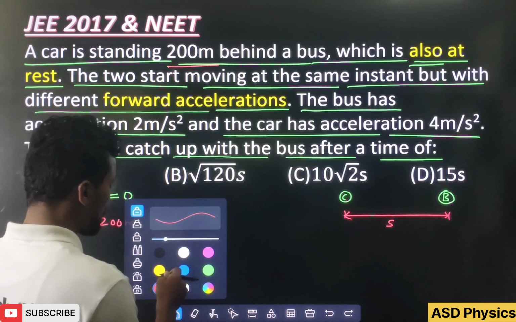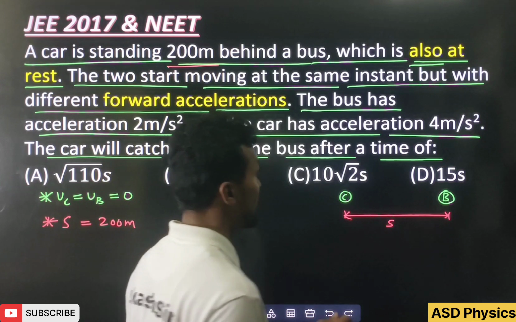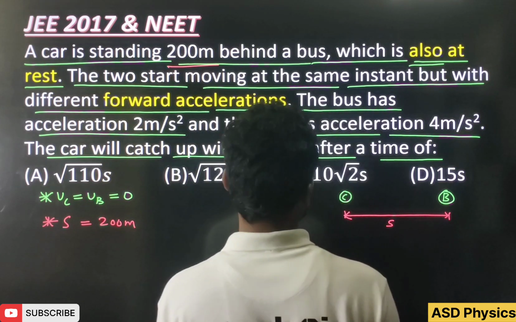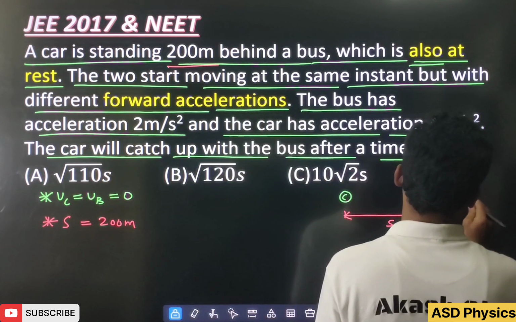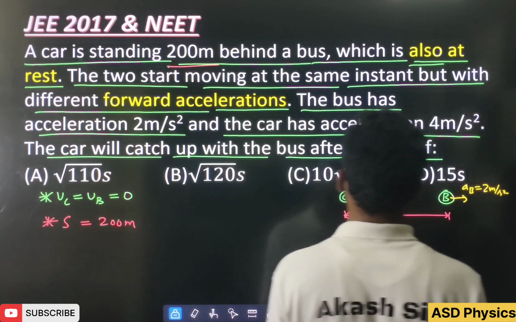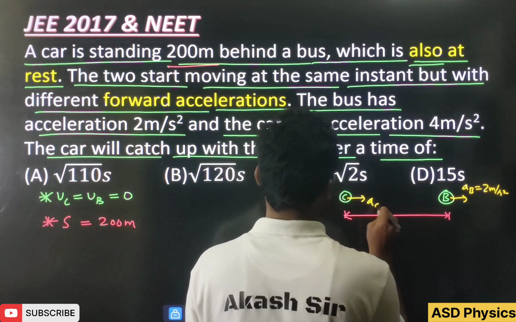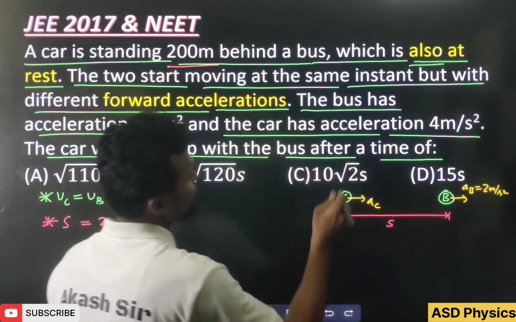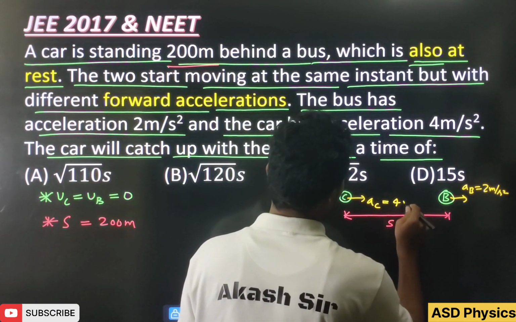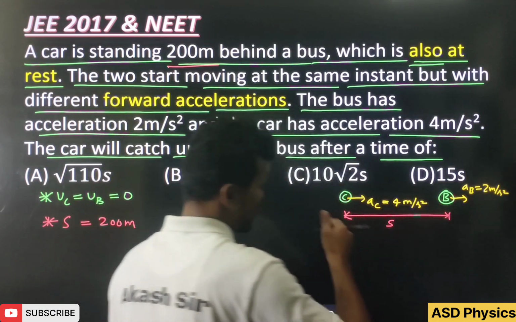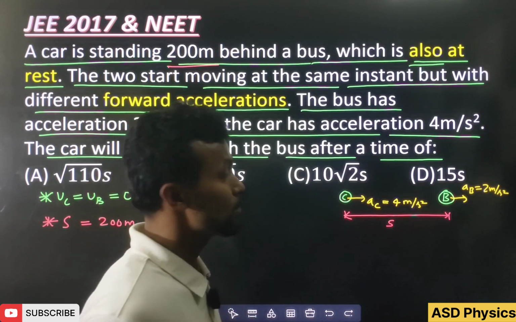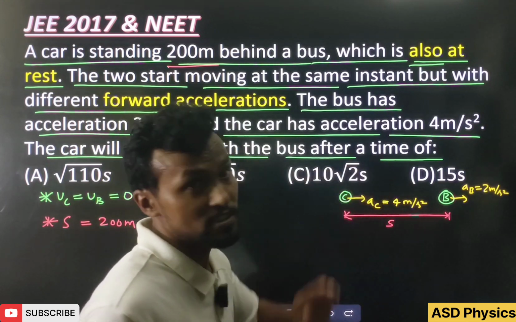After that, if we talk about the accelerations, their accelerations are different. The acceleration of the bus is 2 meter per second square. Similarly, the acceleration of the car is given as 4 meter per second square. Definitely by common sense also we can tell the car should accelerate more compared to the bus, then only the car can catch the bus.